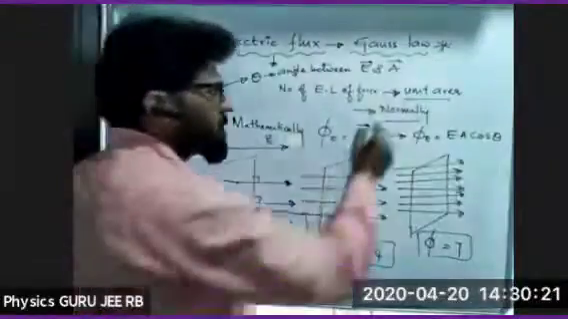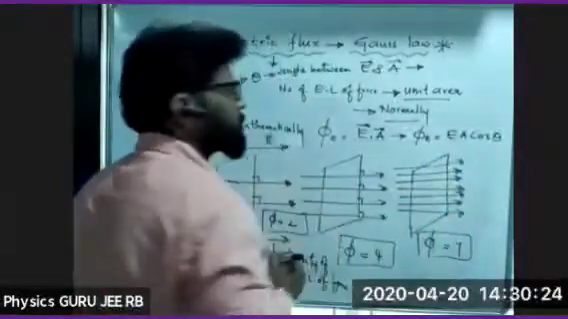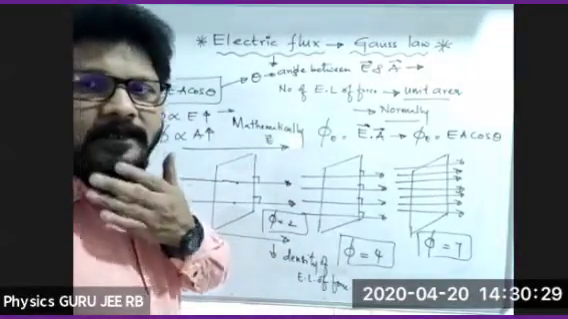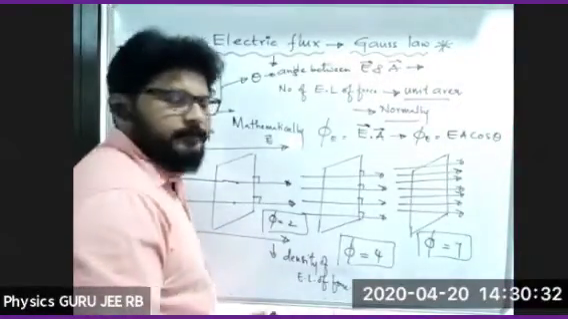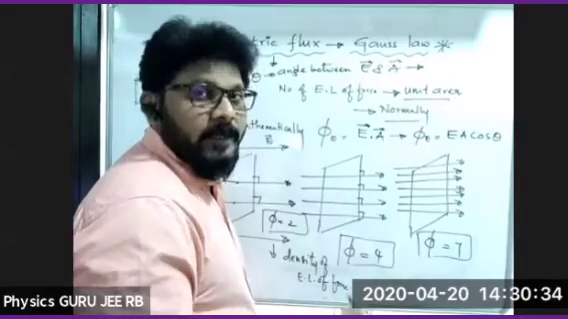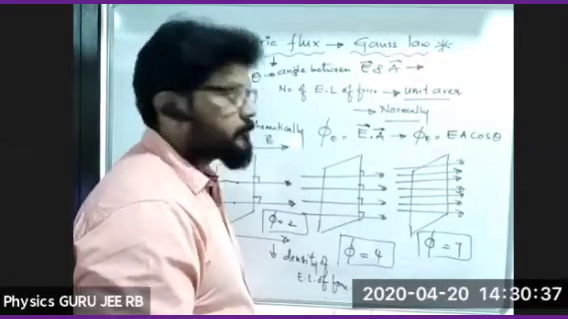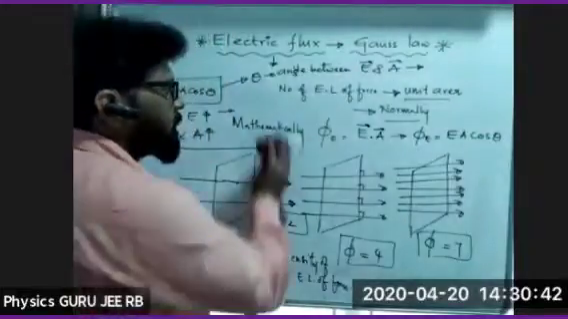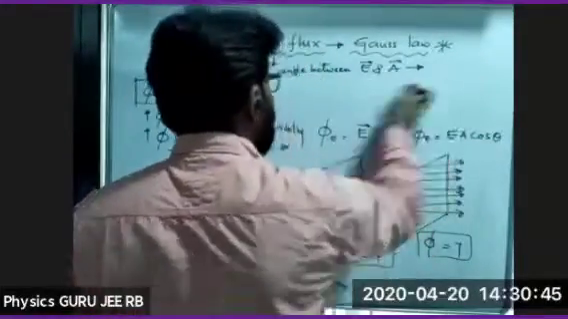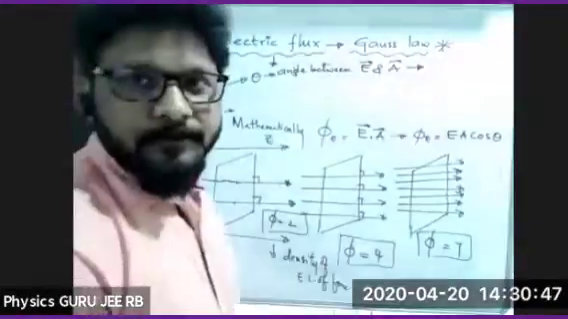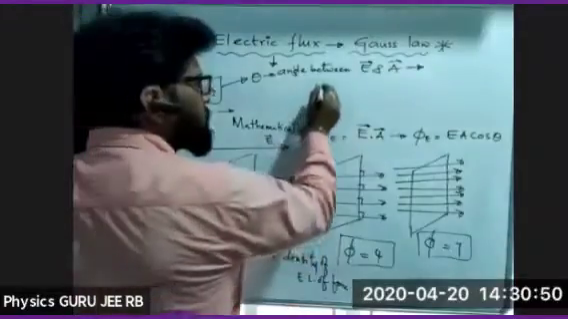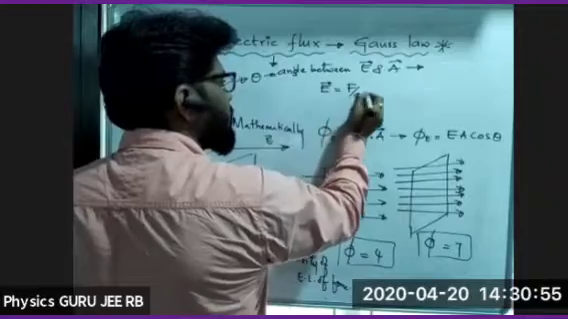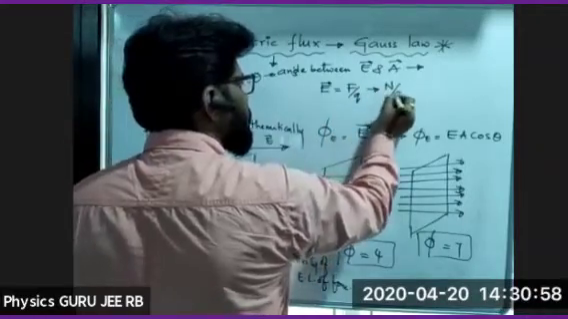What are the units? Can you tell me what is the unit of E? Can anyone say what is the unit of E? How to define electric field intensity? Electric field intensity is the force acting per unit charge, which can be written as Newton per Coulomb.